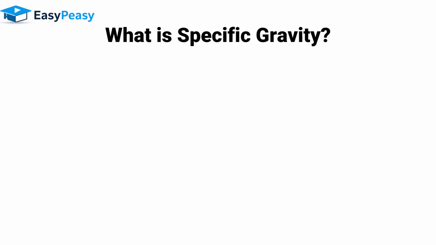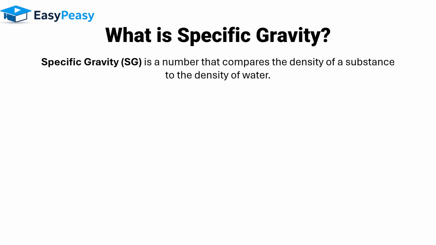Now the question is, what is specific gravity? The definition of specific gravity is that it is a number that compares the density of a substance to the density of the water.